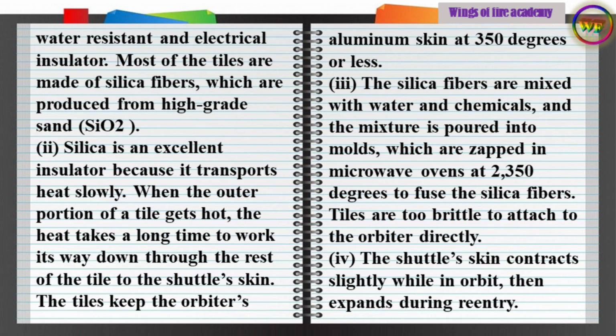2. Silica is an excellent insulator because it transports heat slowly. When the outer portion of a tile gets hot, the heat takes a long time to work its way down through the rest of the tile to the shuttle skin. The tiles keep the orbiter's aluminum skin at 350 degrees or less.